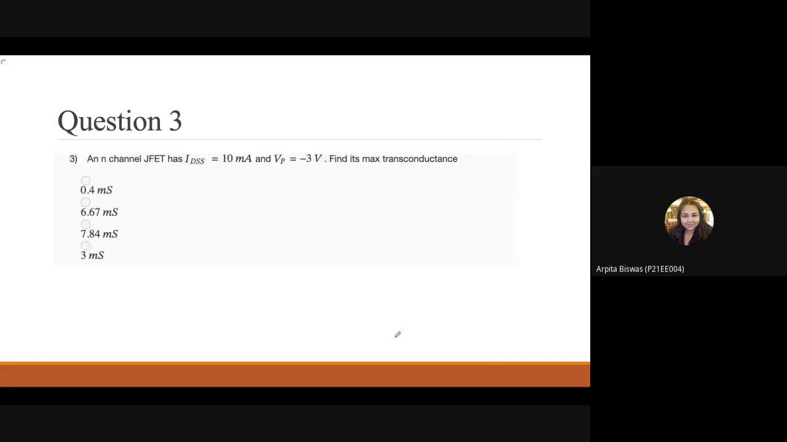So next we move toward question number 3. An n-channel JFET has IDSS of 10 milliamps and VP equal to minus 3 volt. Find its maximum transconductance. The options are 0.4, 6.67, 7.84, or 3 millisiemens.